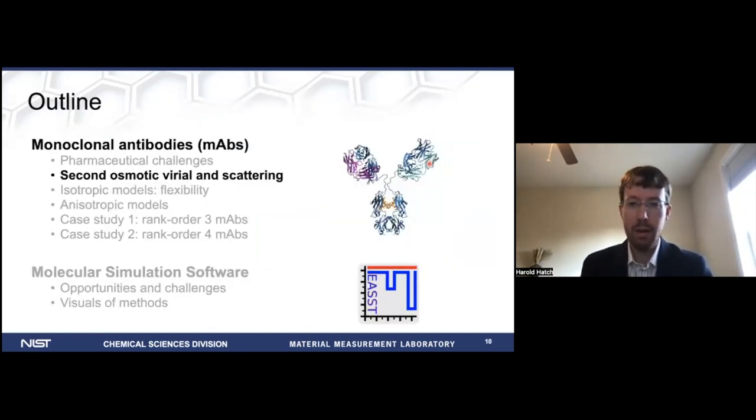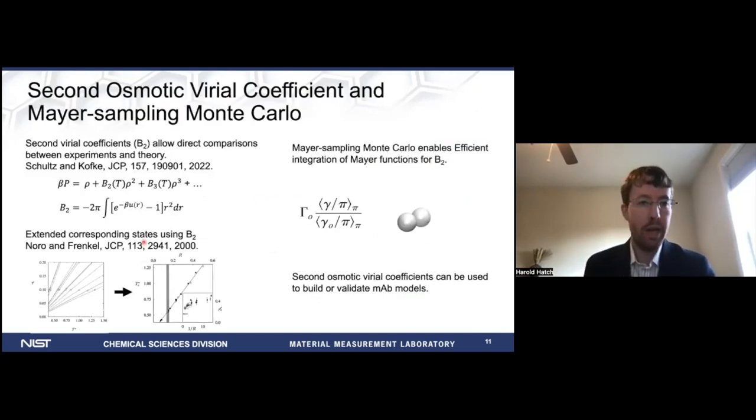So now I'll show some examples of the kinds of experimental data that we'd like to look at to validate our models. And one thing you're going to hear a lot about in this talk is the second osmotic virial coefficients. So a quick vignette on these.